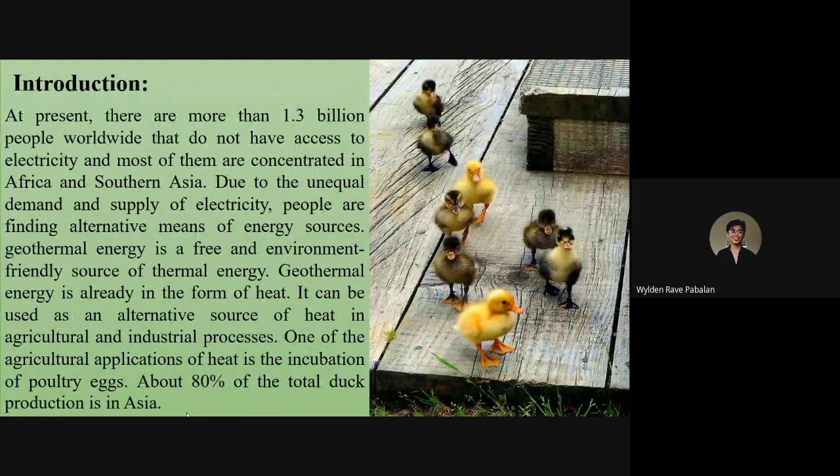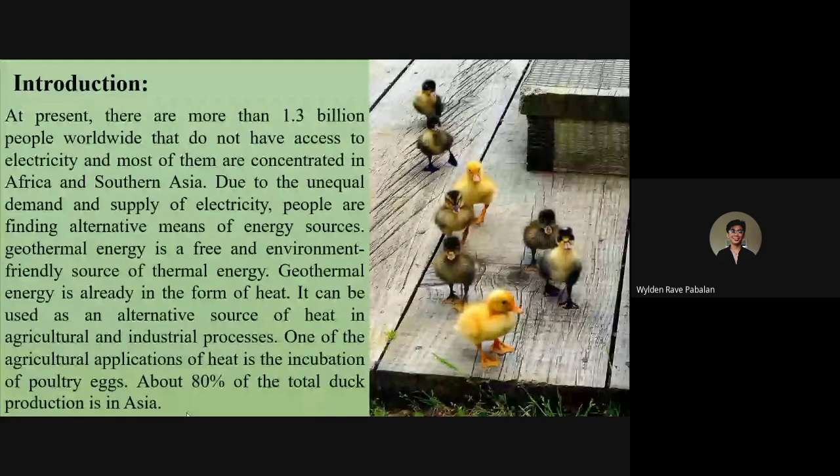Now, in this research, it was said that 1.3 billion people worldwide cannot access electricity because of the unequal demand and supply of electricity, where in our planet we have a 7.9 billion population. In totality, we have 16.46% that cannot access electricity. These are concentrated in Africa and Southern Asia.